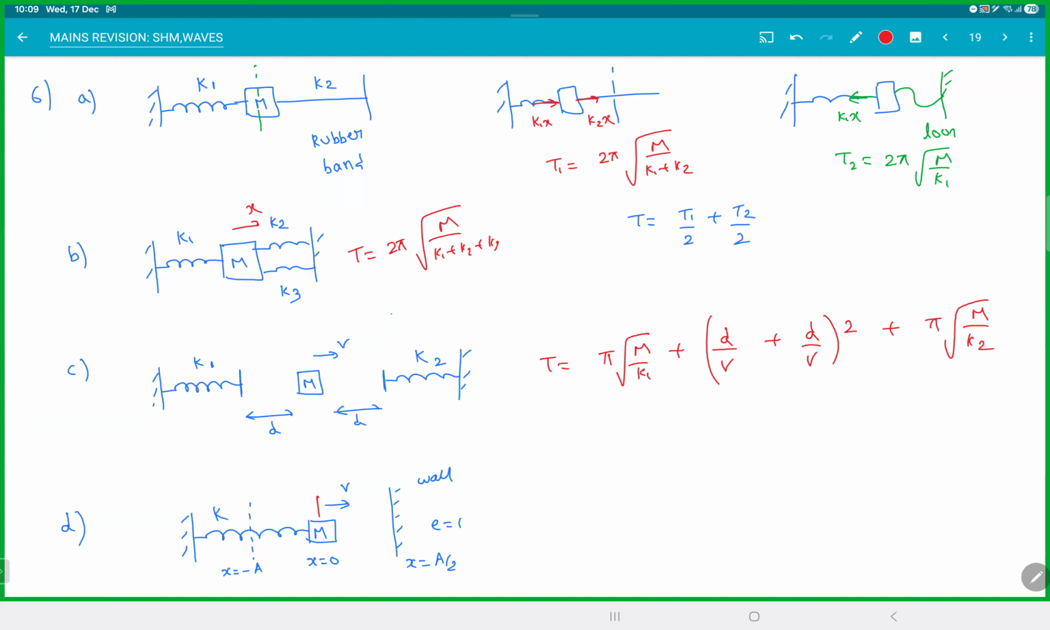What about this one? From here to here, the time taken is T/4, and from here to here, A/2, the time taken is T/12. So the time period will be T/4 plus T/12, 2 times. Easy. So when you hit the wall and you bounce back, it feels like that. Clear with this?